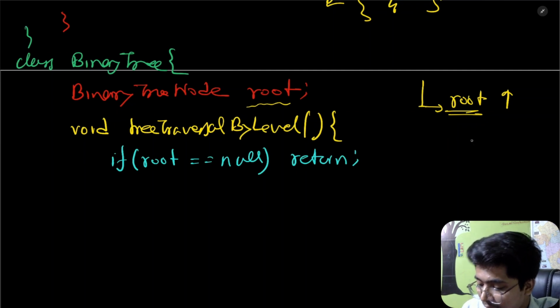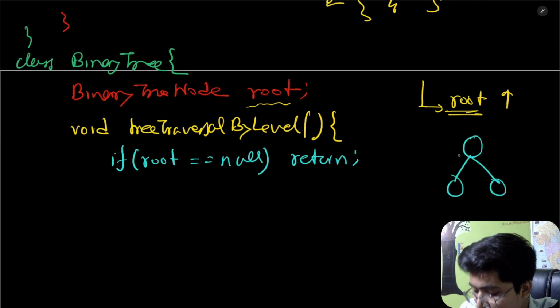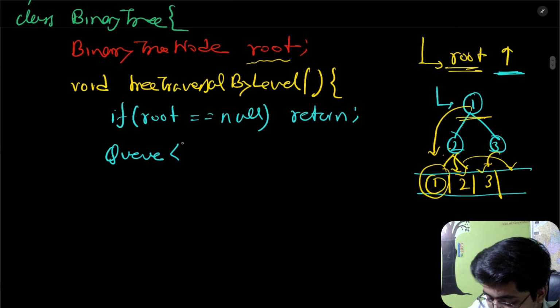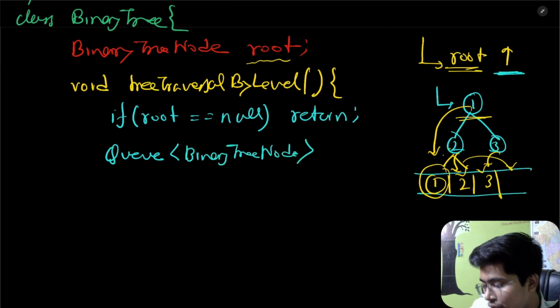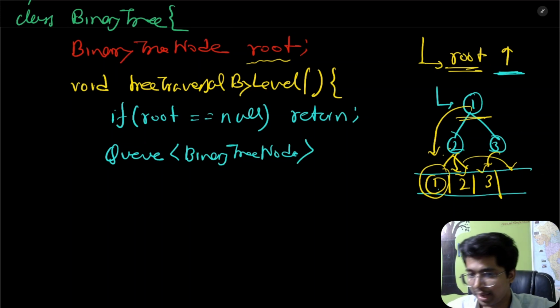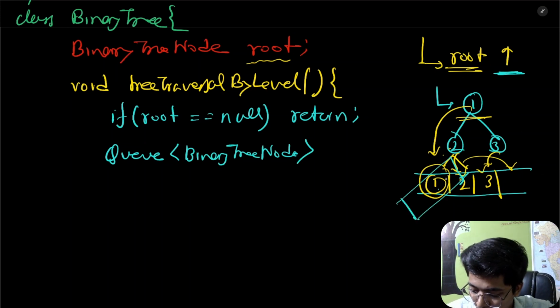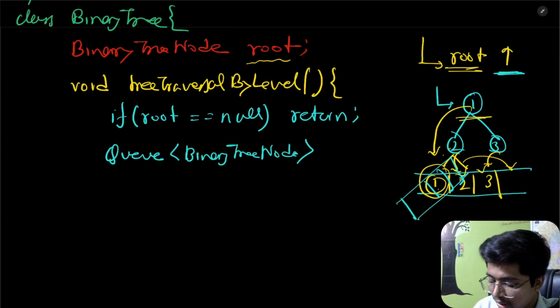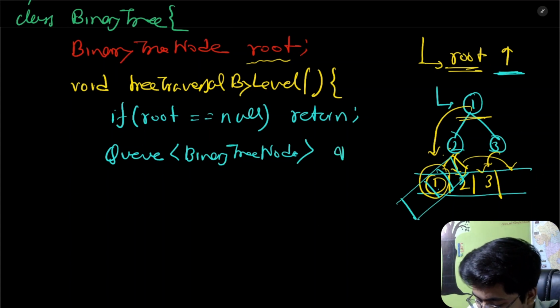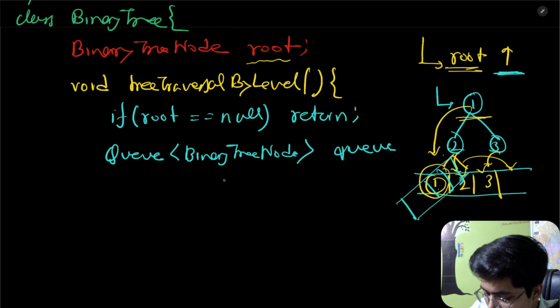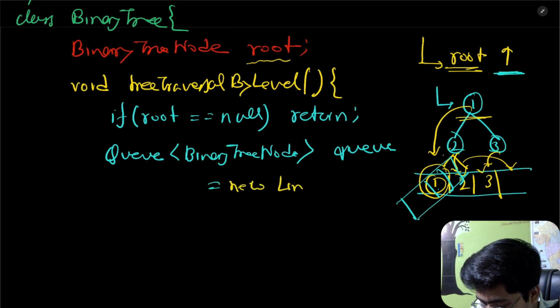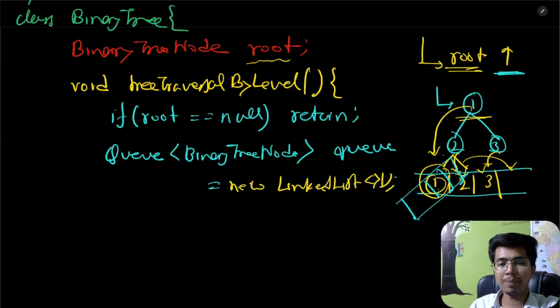The second case might be that the tree has a structure like this, because the data is of type BinaryTreeNode. What we actually want to store is not just one value; we want to store the entire node. This is the actual structure. So for that, a queue of BinaryTreeNode, queue equals new LinkedList. So we are implementing this queue utilizing a linked list.